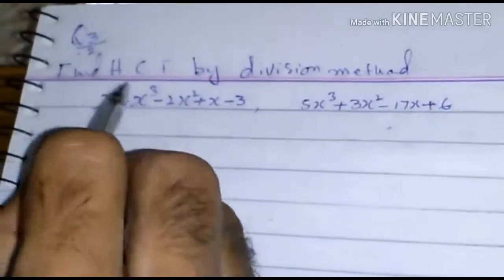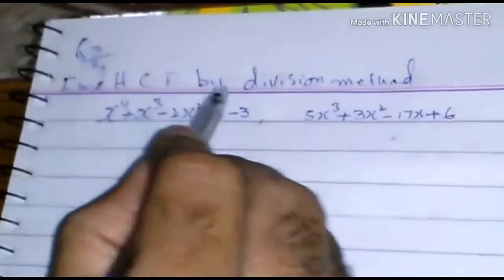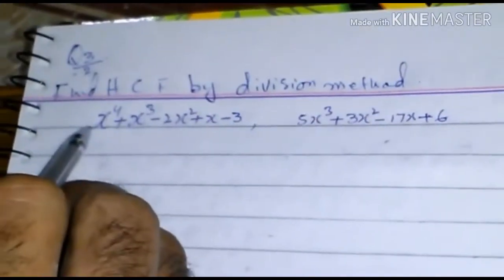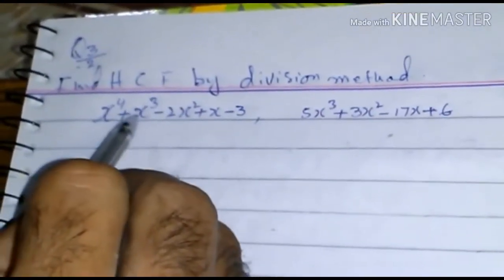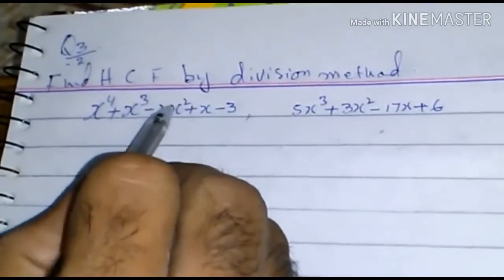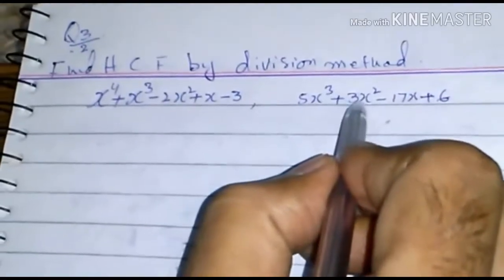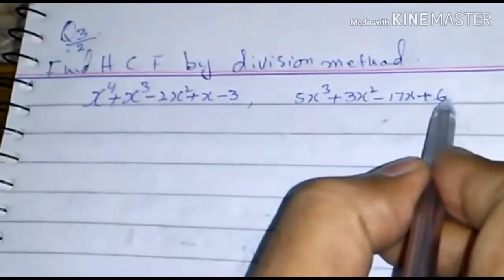Good morning. Today we are going to solve a question. Find HCF by division method. We have two expressions, x to the power 4 plus x cube minus 2x square plus x minus 3 and 5x cube plus 3x square minus 17x plus 6.